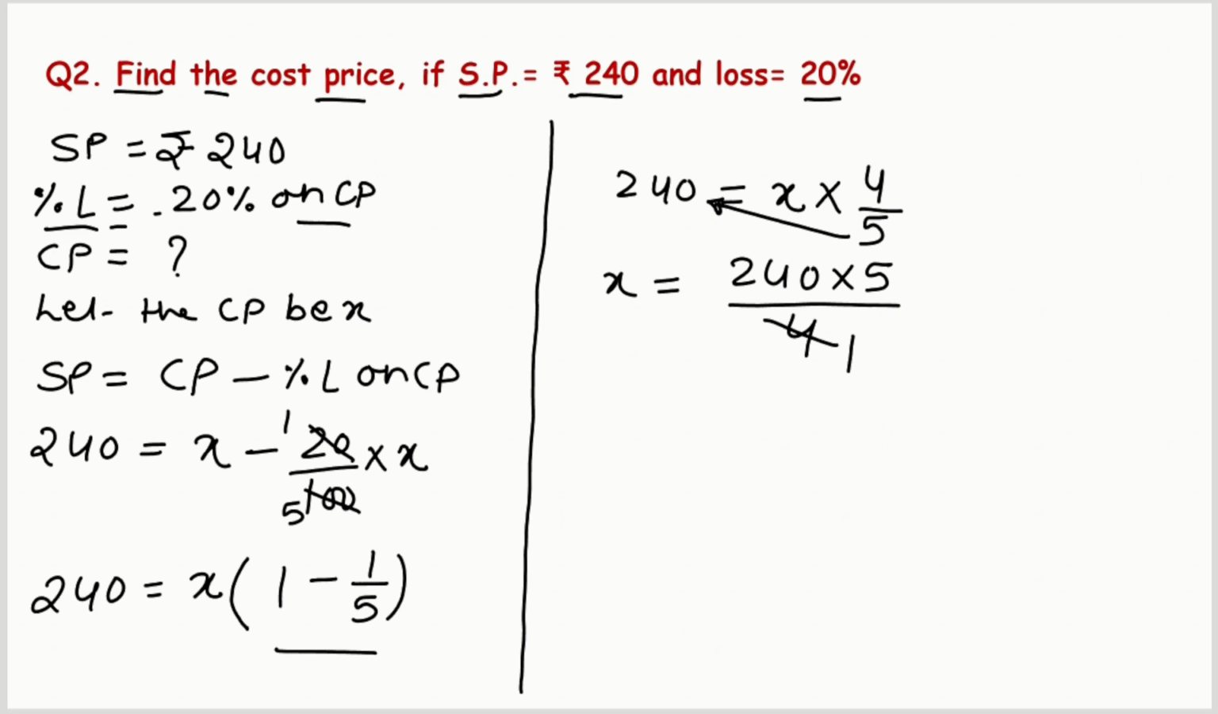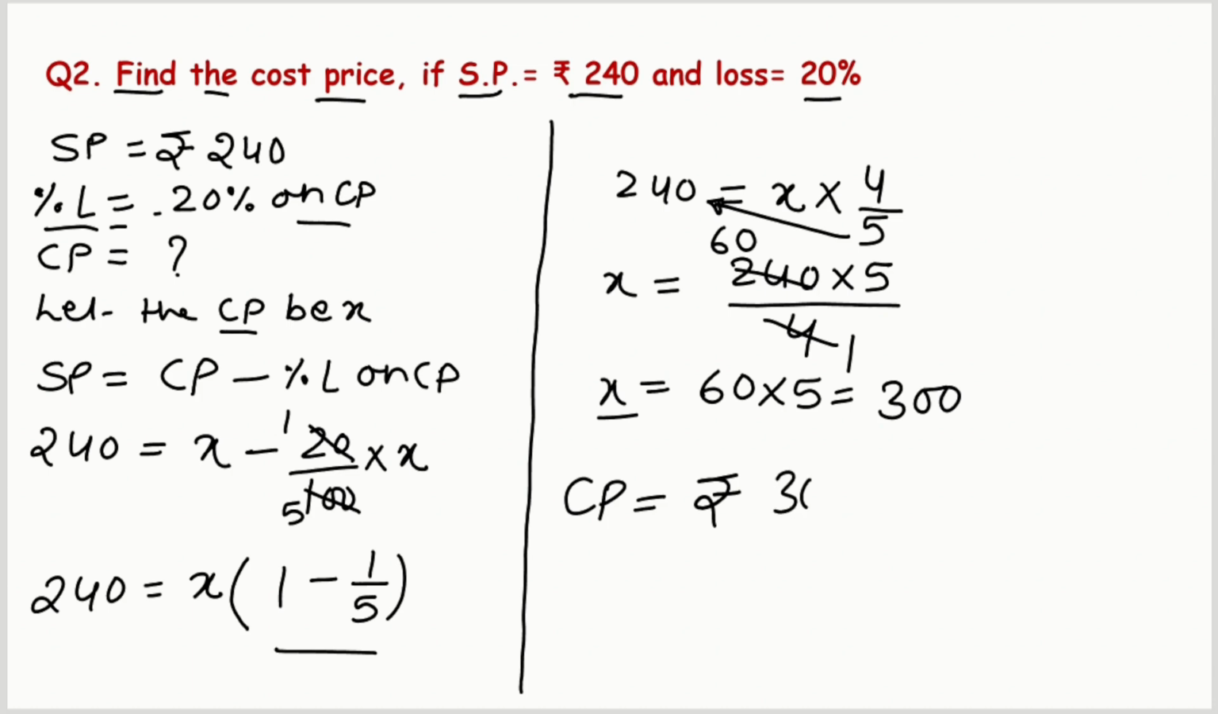4 times 1 is 4. 4 times 6 is 24 followed by 0. So X is equal to 60 times 5, which is 300. And X we have as CP. So the cost price is equal to rupees 300.